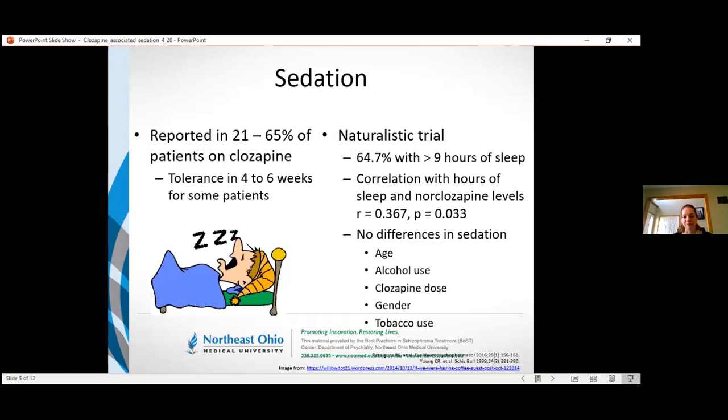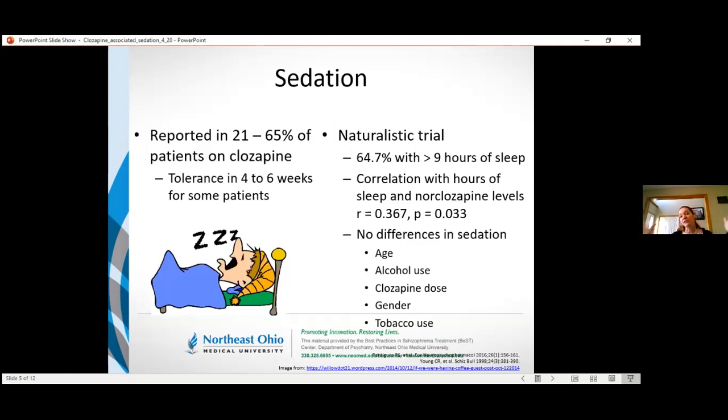So this was the trial I was teasing. There's a naturalistic trial that was done. It was carried out in a few different clinics in the UK. They had more than 450 patients who were on clozapine, and it was just an observational trial. They were looking at these individuals over a period of 2 years. Each of these patients was asked on a regular basis to self-report how many hours are you sleeping every night. And about 65 of them reported that they're sleeping at least 9 hours or more every night.